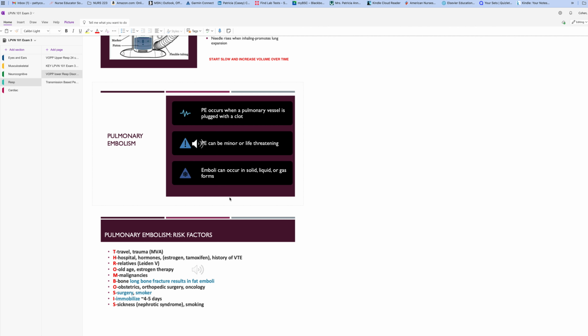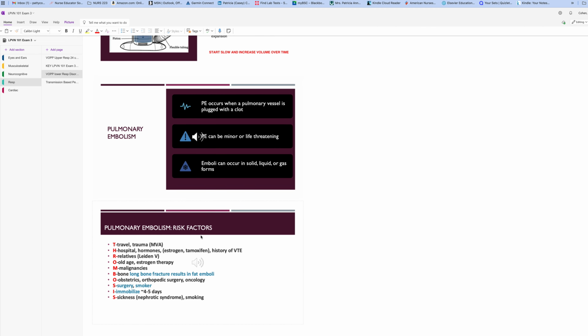So the risk factors include traveling or trauma that makes patients very prone to DVTs. Anybody in the hospital, anybody with hormones like estrogen, could cause DVTs. There's some genetic conditions, old age, estrogen, malignancies.